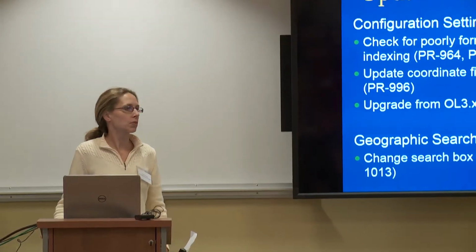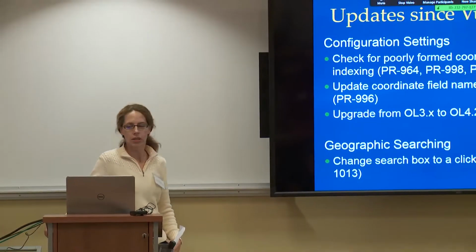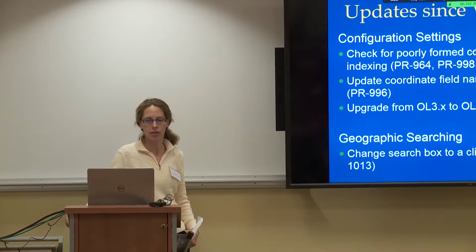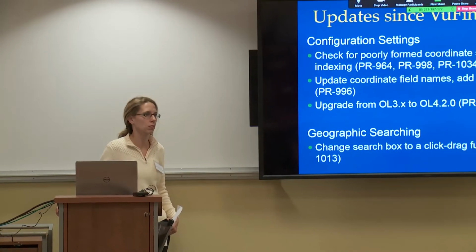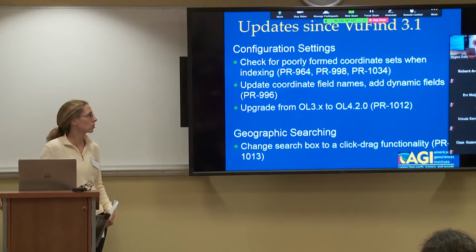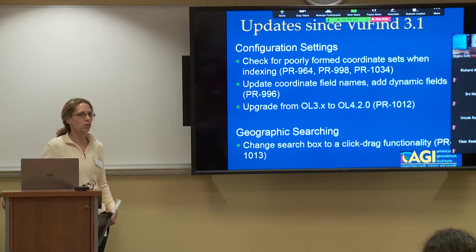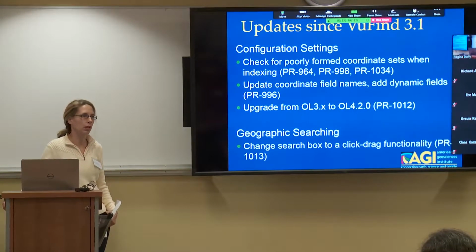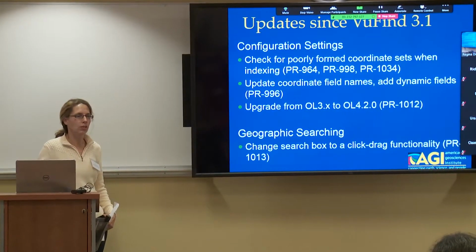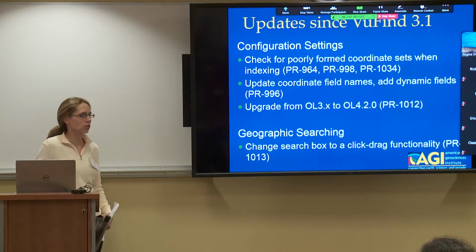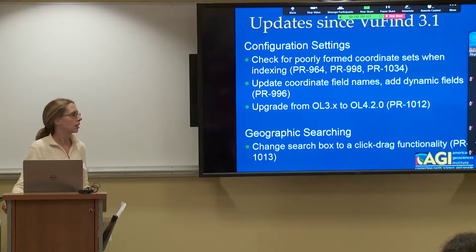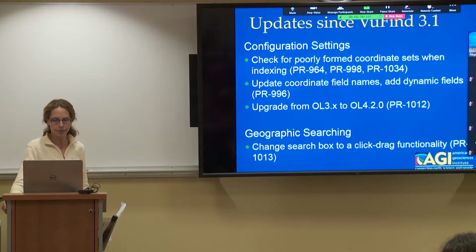Basically, things that we've done since we first released it: we've made some configuration settings changes and done a lot of bug upgrades. We are now checking for poorly formed coordinates, because with the upgrade to Solr 6 from 5, there were some issues with Solr trying to index coordinate strings that weren't perfect, and Solr would then run out of memory and crash the whole system. I forgot to put in error trapping for coordinates. So those are in there now. If you have a poorly formed coordinate set, there's a whole bunch of validation, and it'll spit out an error while you're indexing.